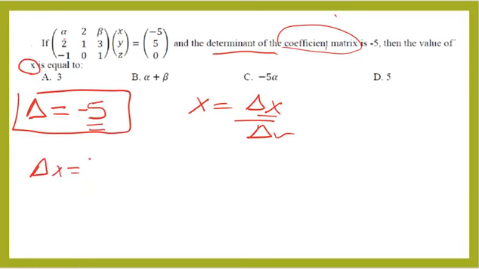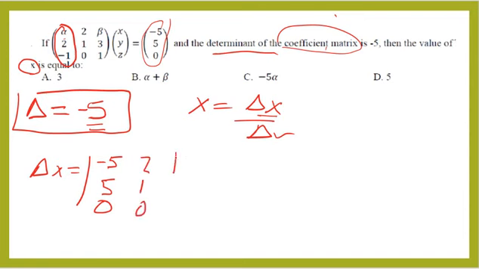Delta x is the same as the determinant where the first column is substituted by the results here: negative 5, 5, and 0. The rest I will take as it is. Then 2, 1, 0, and beta, 3, 1. So which will be negative 5 in bracket. I will omit this part. So what is left? 1 times 1 is just 1. Minus 0 times 3 will be 0. So just 1, only 1.